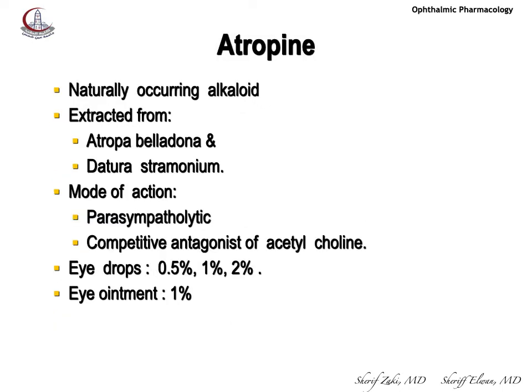Atropine is a very important drug. It is a naturally occurring alkaloid that is extracted from the plant known as Atropa belladonna, also from the plant known as Datura stramonium. Its mode of action is parasympatholytic, as we said, and it is a competitive antagonist of acetylcholine. Eye drops preparation might be in the concentration of half, 1 or 2%, while ointment is in the concentration of 1%.